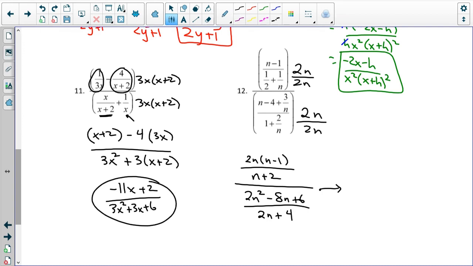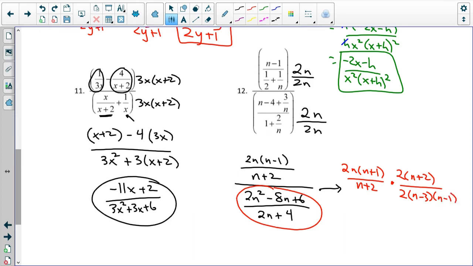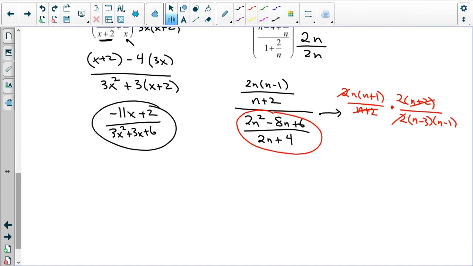And then, since I have a fraction over a fraction, I can treat this 2n times n plus 1 over n plus 2 like I'm dividing by a fraction, so I can treat this like I'm multiplying by the reciprocal. I'm going to factor the 2n plus 4 to 2 times n plus 2. And I'm going to factor 2n squared minus 8n plus 6 to 2 times n minus 3 times n minus 1. And then I'll look at things that can cancel. And those things end up canceling. So I end up with a final answer of 2n times n plus 1 over n minus 3 times n minus 1.